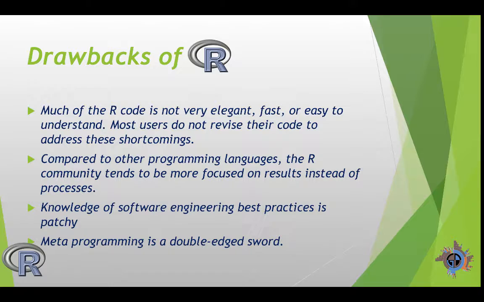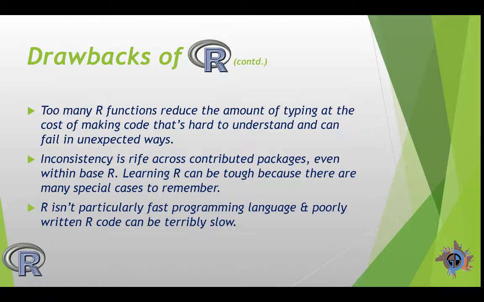Now let's see what are the drawbacks of R that we have. So much of the R code is not very elegant, fast, or easy to understand. Most users do not revise their code to address these shortcomings. Compared to other programming languages, the R community tends to be more focused on results instead of process. The knowledge of software engineering best practices is also patchy. Too many R functions reduce the amount of typing at the cost of making code that's hard to understand and can fail in unexpected ways.